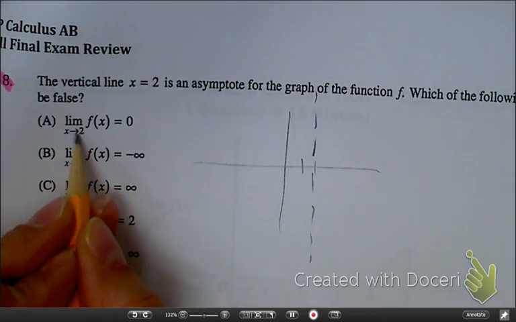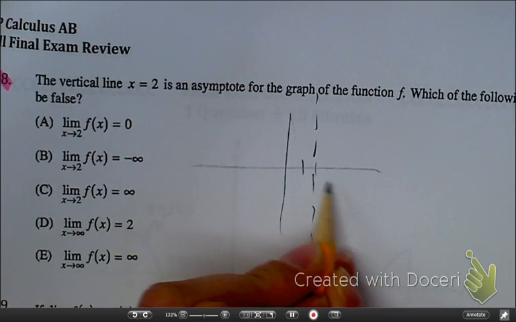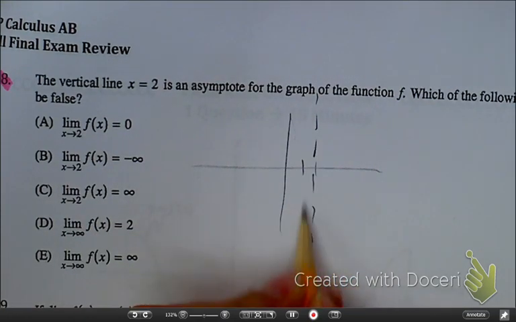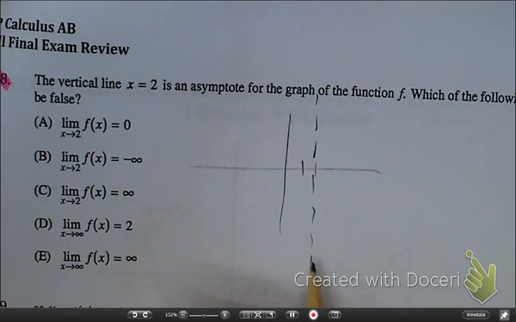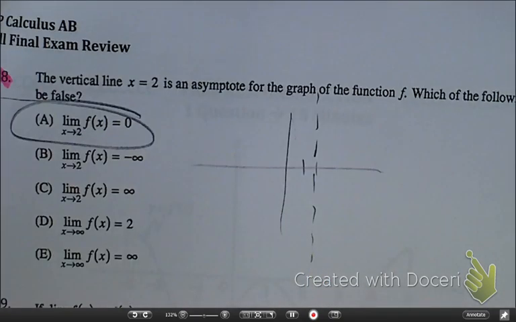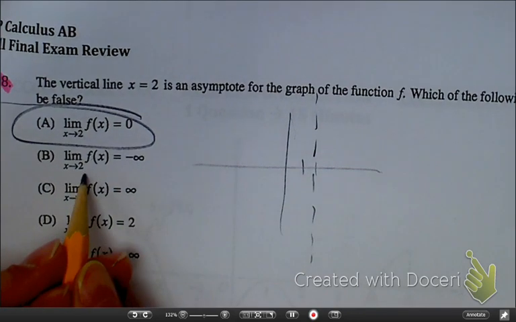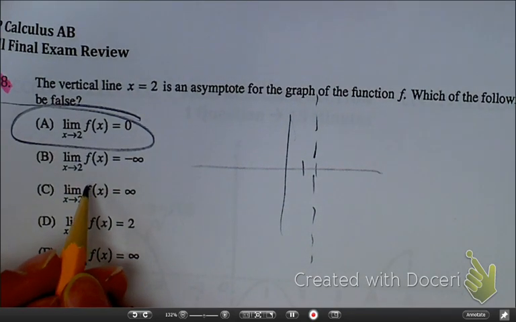This first one, the limit as x approaches 2 is equal to 0. Well, I can tell you right now that must be false because we have an asymptote at 2. Therefore, the limit does not exist. It's either going up to infinity or down to negative infinity. So I can tell you right now that's not a true statement. Let's just make sure we understand why the other ones could be true.